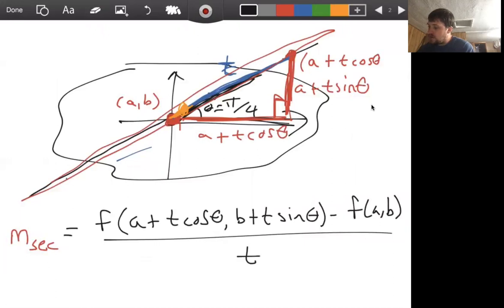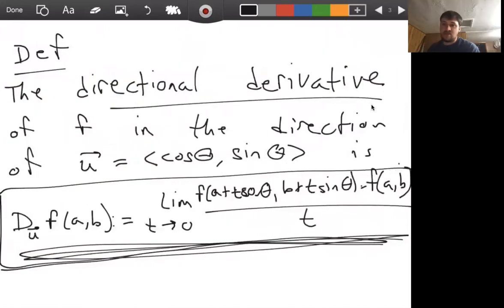Okay, and so just as it was with the single variable derivative and partial derivatives, the limit definition is not fun when you actually have to calculate these directional derivatives. So let's see what we can do here to make this a little nicer in terms of how we can compute this.